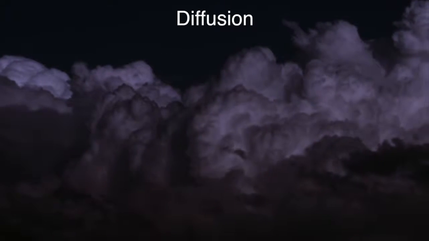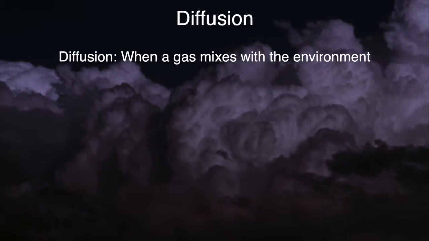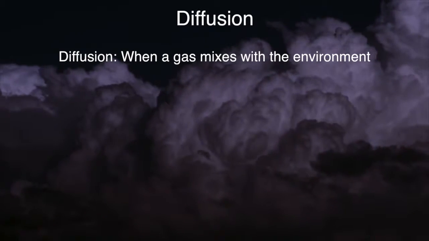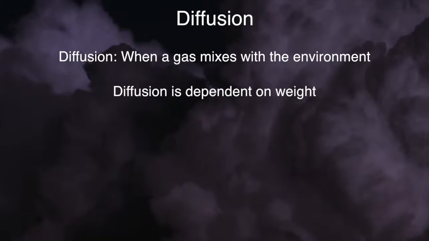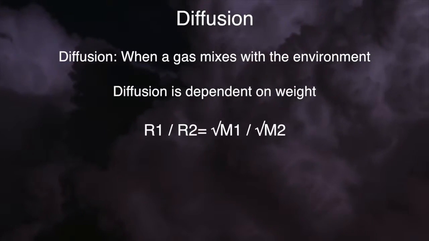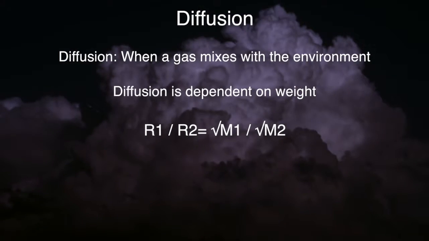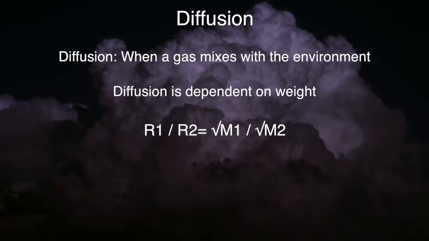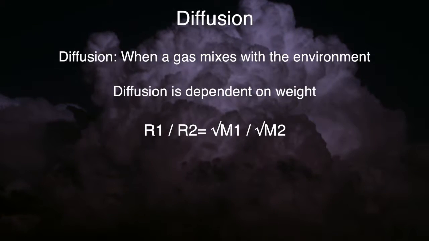Diffusion is the process of a gas mixing with the environment around it. How fast this process happens is determined by how much the gas weighs. The lighter the gas, the faster it diffuses throughout an area. The rate of diffusion can be calculated with this formula, where R1 and R2 represent the two different rates of diffusion of the two different gases, and M1 and M2 represent the two molar masses of the two gases.